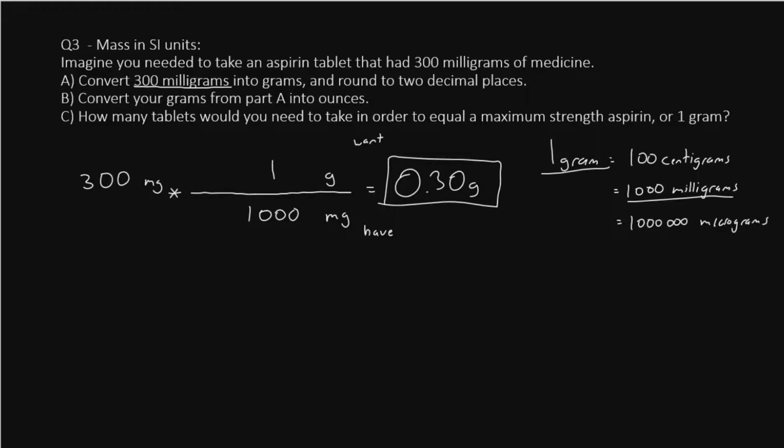In part B, we'll convert our answer to ounces. We begin by bringing forward the 0.30 grams, and we multiply by another fraction. This time we want something different, ounces. Therefore, we place it on the top. On the bottom, let's place what we already have. That's grams. Now let's use a search engine to find a conversion between ounces and grams.